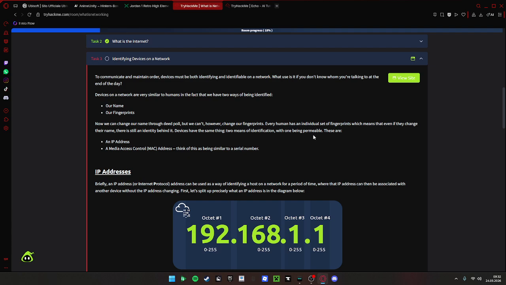This word is a little bit difficult. I have to learn it more. So these are an IP address and a Media Access Control (MAC) address. Think of this as being similar to a serial number.